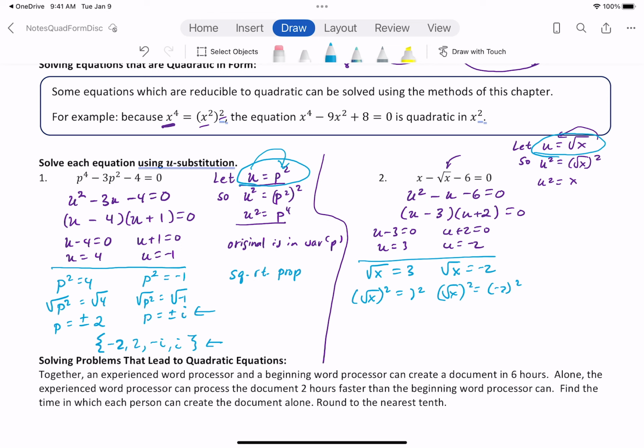So the square and the square root will undo and leave me with x. Sorry, that's a 3. So 3 squared is 9. And then the square root of x squared leaves me with x. And -2 squared is 4. So my 2 solutions are 4 and 9.